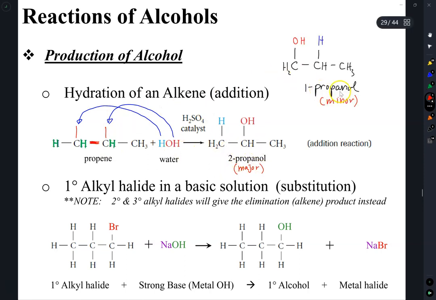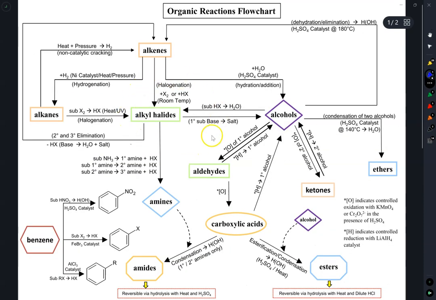While 1-propanol is your minor product, where the hydroxyl group is now attached to the first carbon atom, and the hydrogen gets attached to the second carbon atom. Again, sulfuric acid is written above the arrow, so it is a catalyst in this chemical reaction. If we look at the chemical reactions flowchart, this reaction converts alkenes into alcohols.